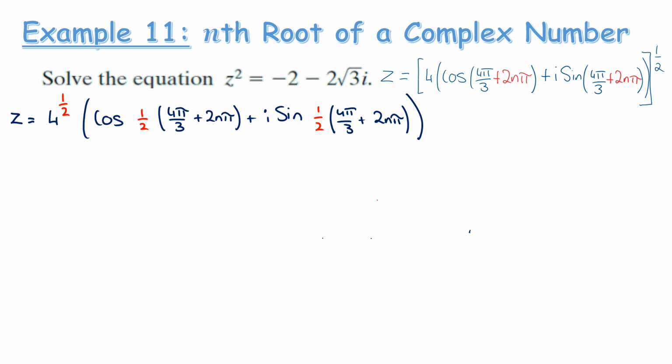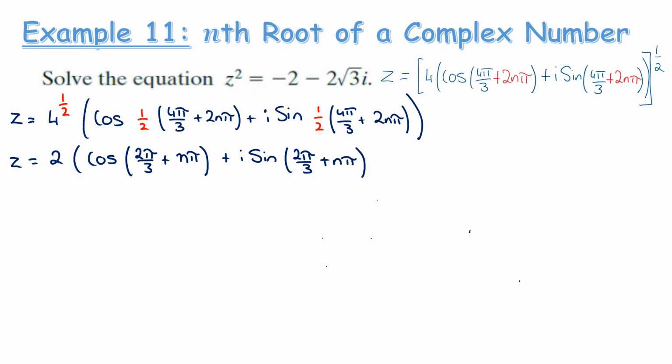We're going to clean it up a little bit more. Power of a half is the same as square root. So 2 cos, cleaning this up, we get 2 pi over 3 plus n pi. All I'm doing there is multiplying the half into that bracket: half times 4 pi over 3 and a half times 2n pi. So we have I sine of 2 pi over 3 plus n pi. That's just a cleaned up version.